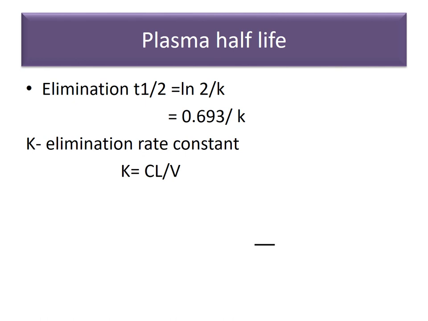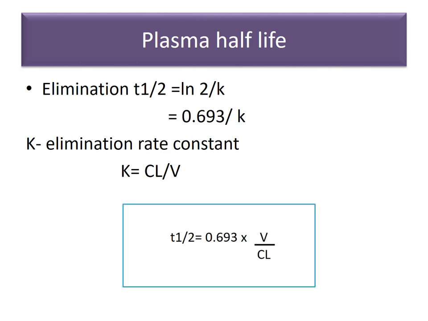Plasma T half, the elimination T half, is equal to log 2 by K, which is 0.693 by K. K is the elimination constant. K is equal to clearance divided by V. So T half can be calculated as 0.693 into V by clearance. What is V? V is the volume of distribution. So T half is 0.693 into V by clearance.